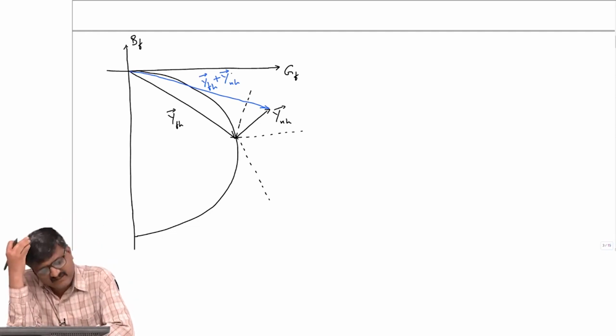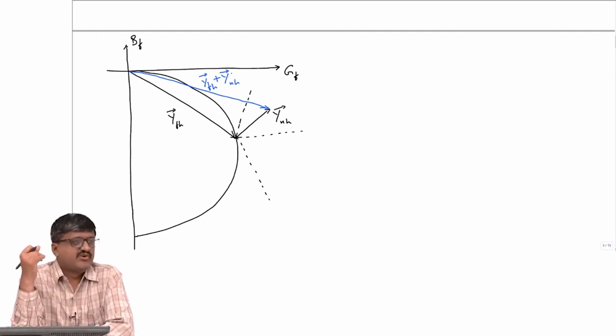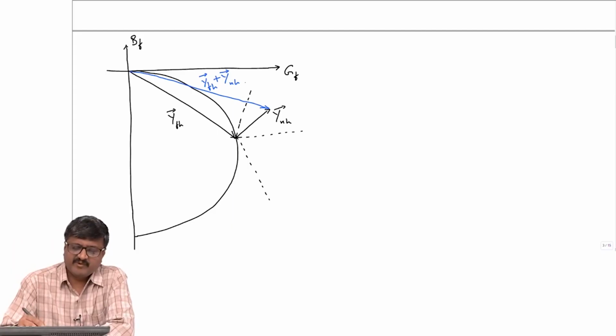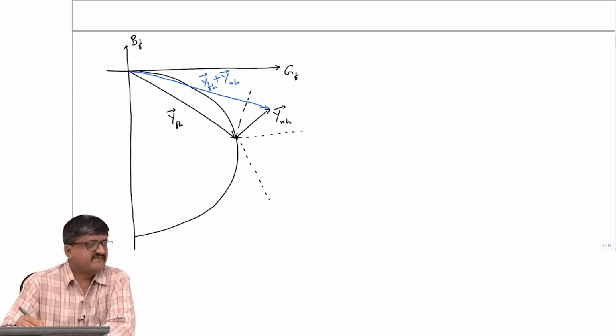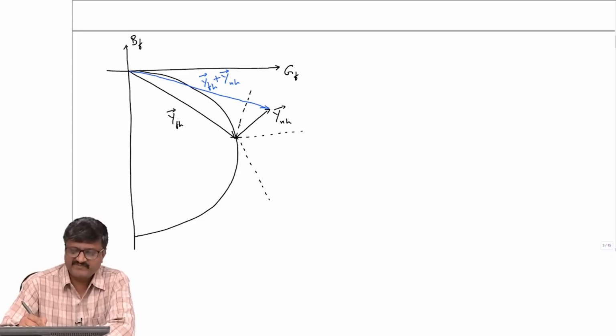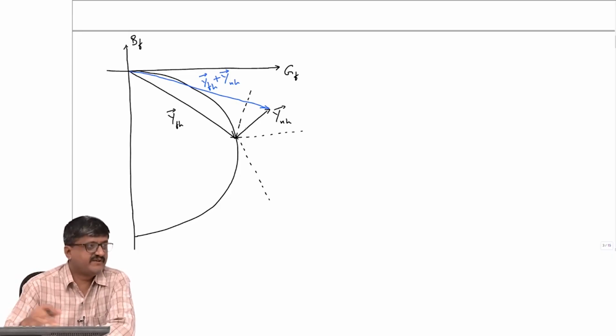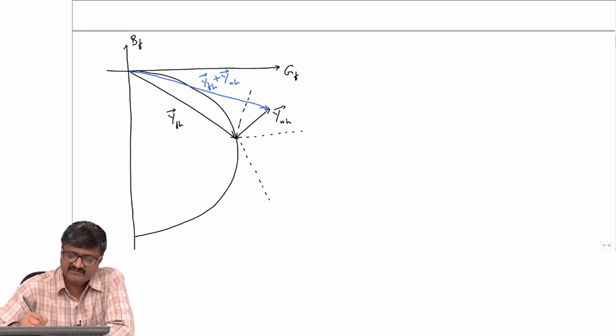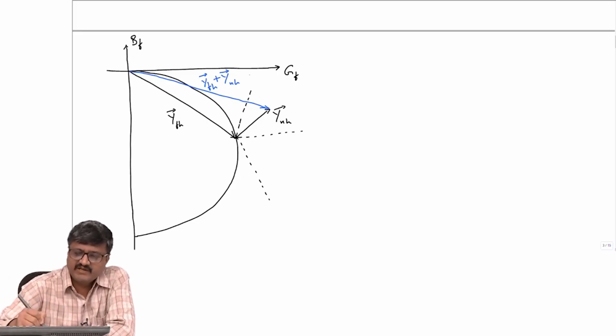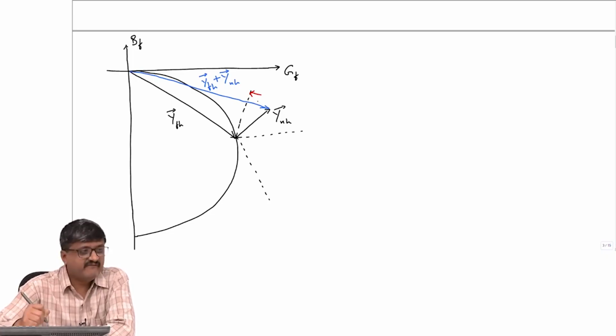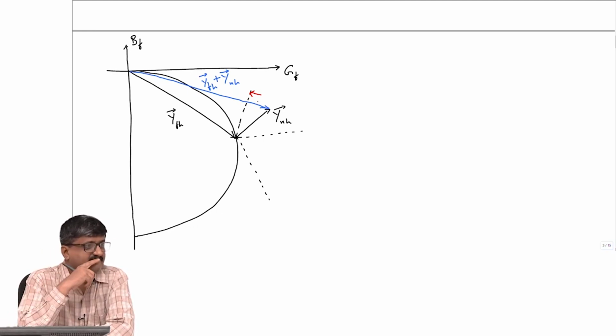So, is it clear that y n h should be on the boundary? See, the boundary is this dashed line and it should be on the boundary which makes an angle phi m with respect to the conductance axis, not the minus phi m. See, what I am trying to say is, is it clear that it should lie on this boundary? Okay. But at which point on this boundary?